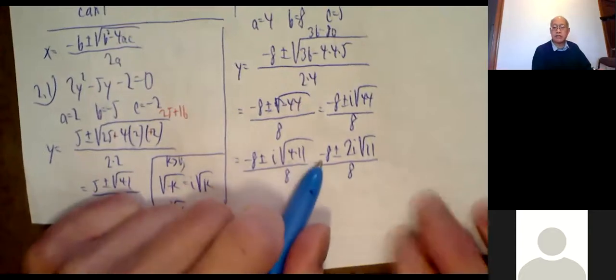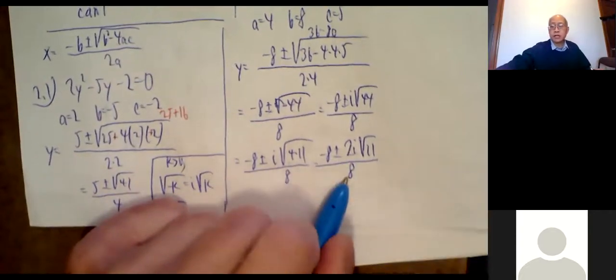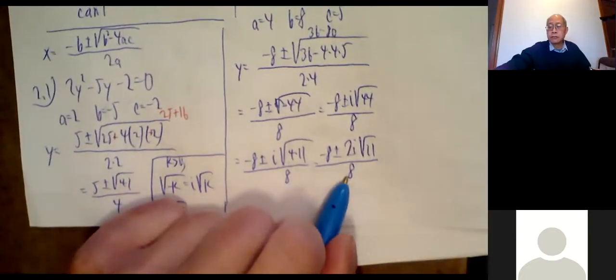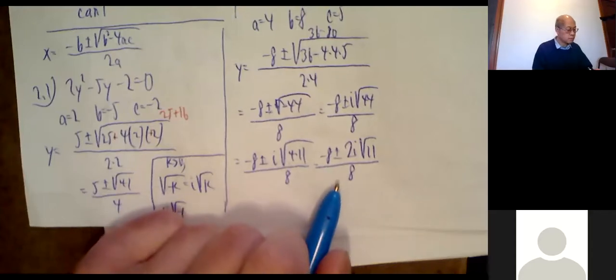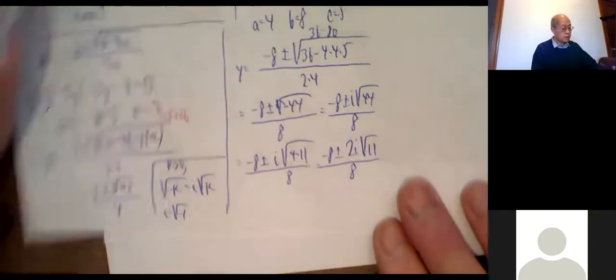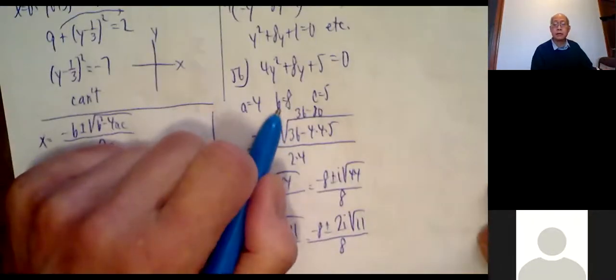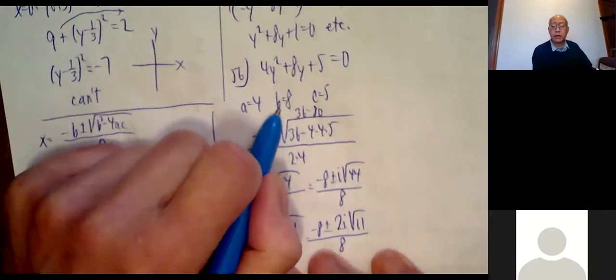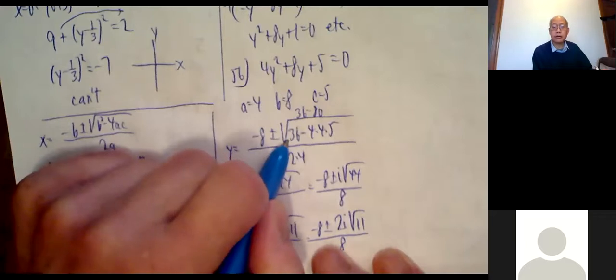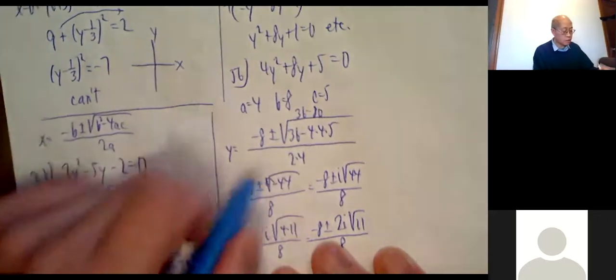Can I ask a question? Yeah, somebody had a question? Yeah, how did you get 36 when b was 8? Okay, maybe I goofed again. 8 squared is 64. You're right. Looks like I messed up again.